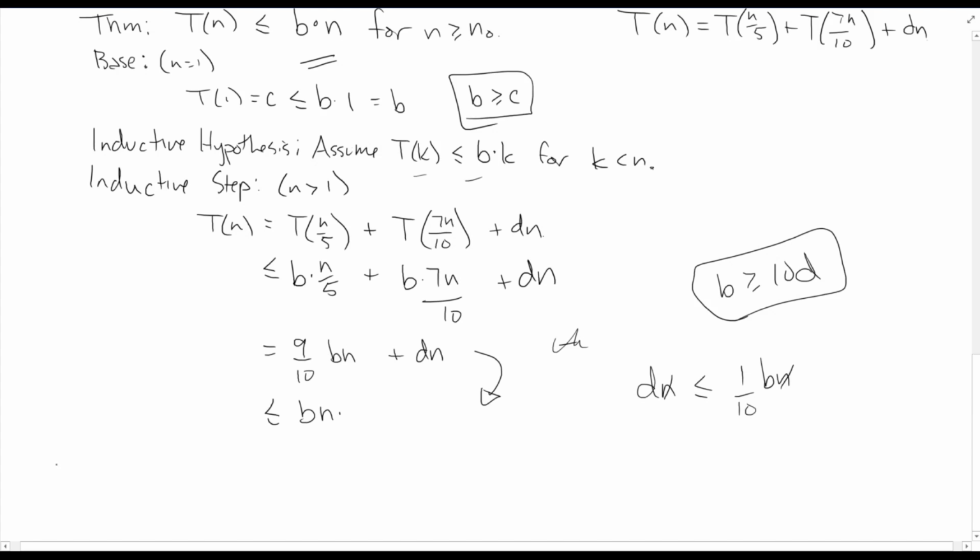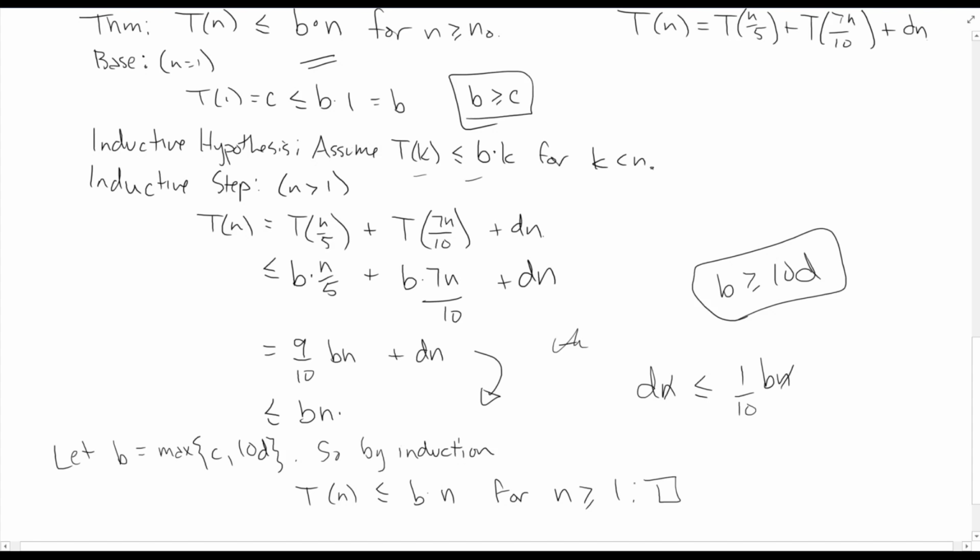And so I can now just say, okay, let my b be equal to, and again, we'll do the max of c and 10d, and then we can say, so by induction, what did we show? We showed that T of n was less than or equal to b times n for all n greater than or equal to 1. And we're done.